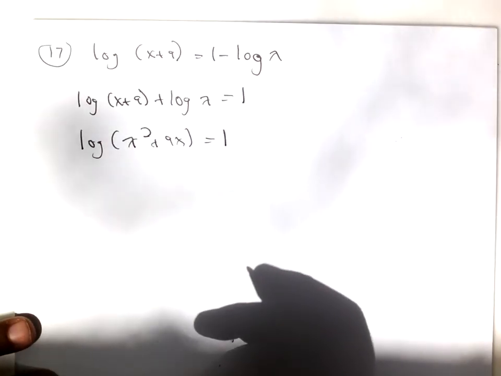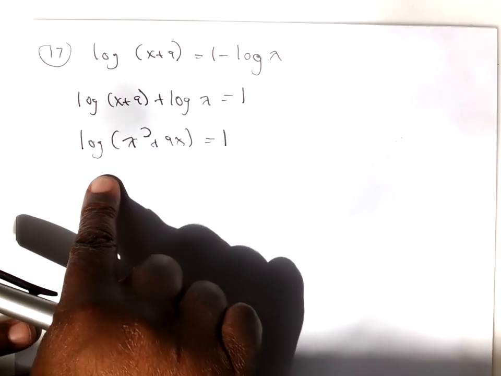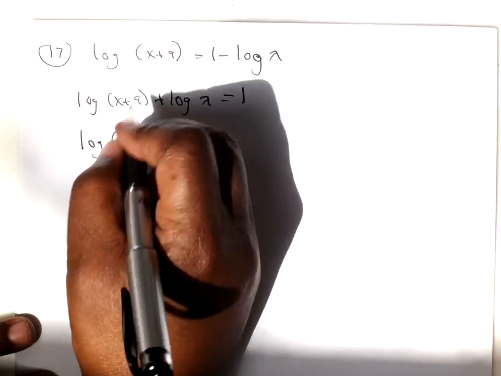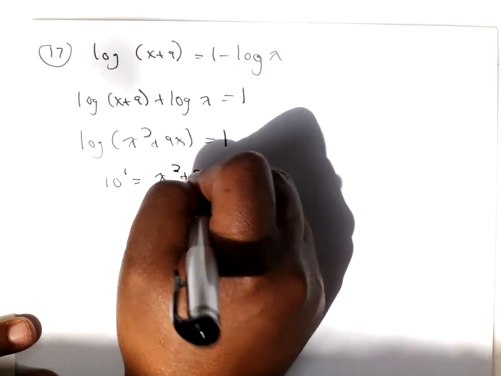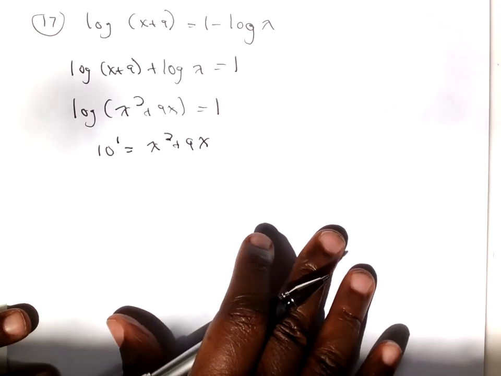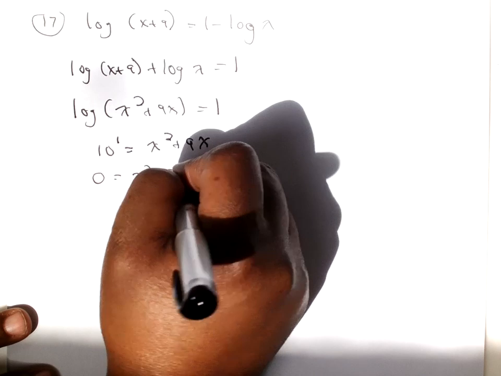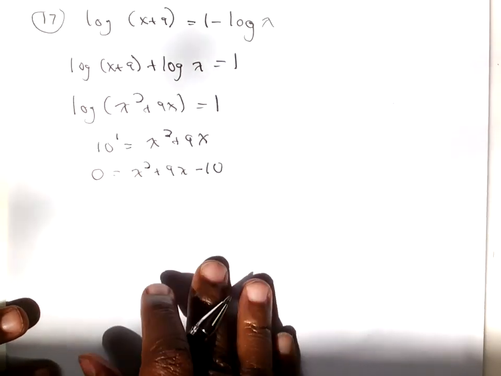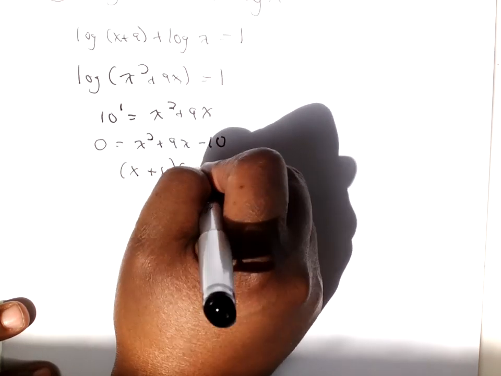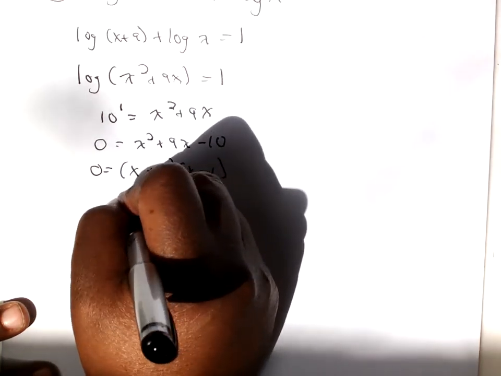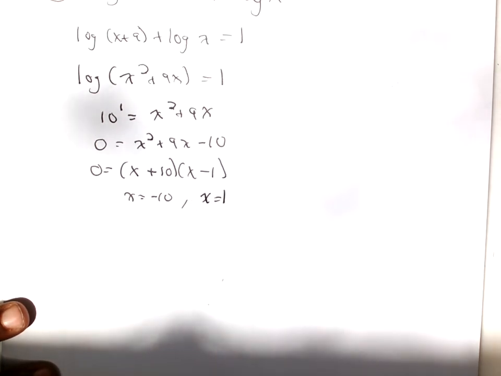At this point, I'm going to be able to rewrite it as an exponential. Since it's just log, that means base 10. So 10 to the first power is equal to x squared plus 9x. Move that 10 over, and then we can factor it. So that factors to x plus 10 times x minus 1. So my solutions are negative 10 or positive 1.